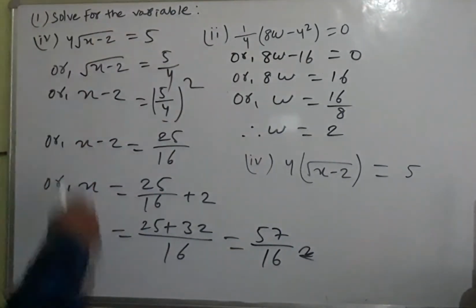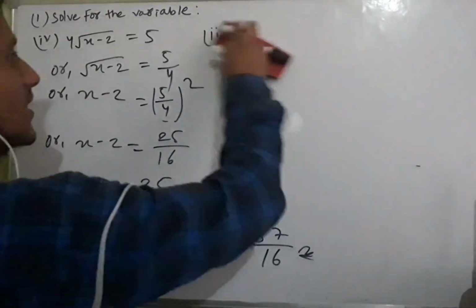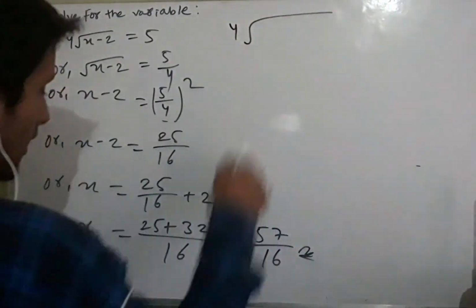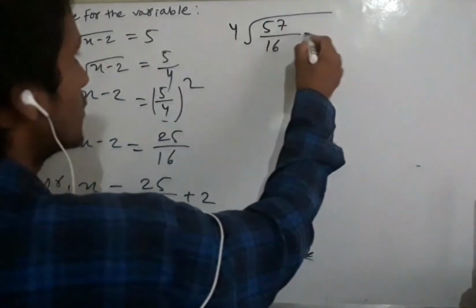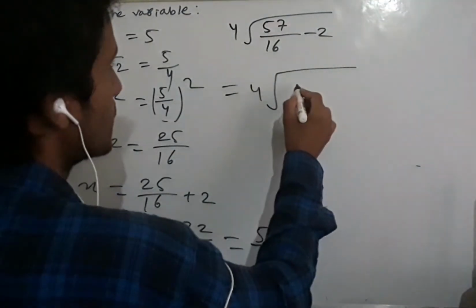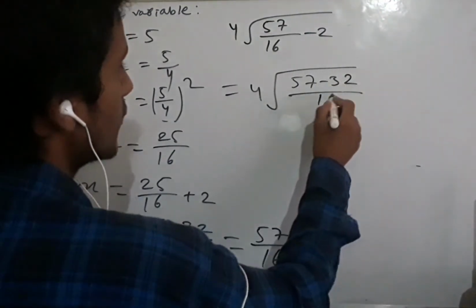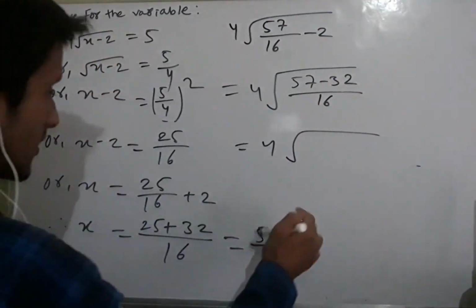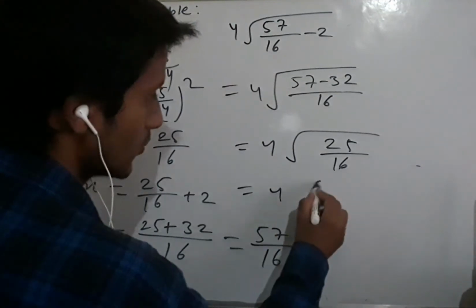If you plug this into that, we're going to get, as a test, 5 there. Okay, if we test it, it is 4 times the square root of x, where x here is 57 over 16 minus 2, and we're going to get 5 if we solve this. So 4 times the square root of 57 minus 32 divided by 16, this gets you 4 times the square root of 25 divided by 16.